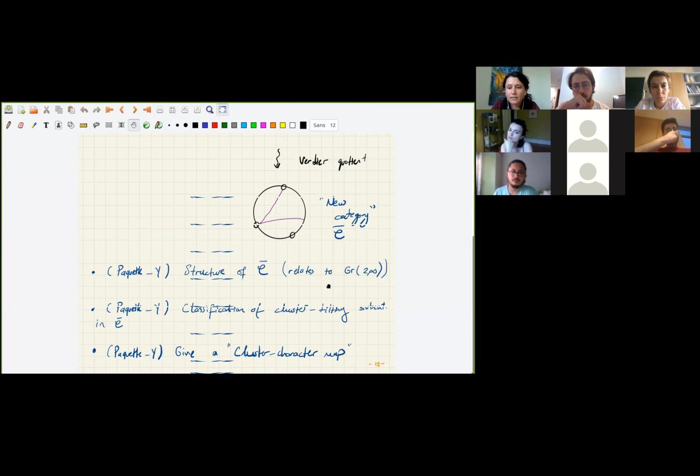And then we did these nice cluster tilting subcategories. So you can think of them again: in the subcategory, we have objects that have no extensions. So we classified all these subcategories, which are used to describe the cluster dynamics. And then we explicitly give a cluster character map in this setting.